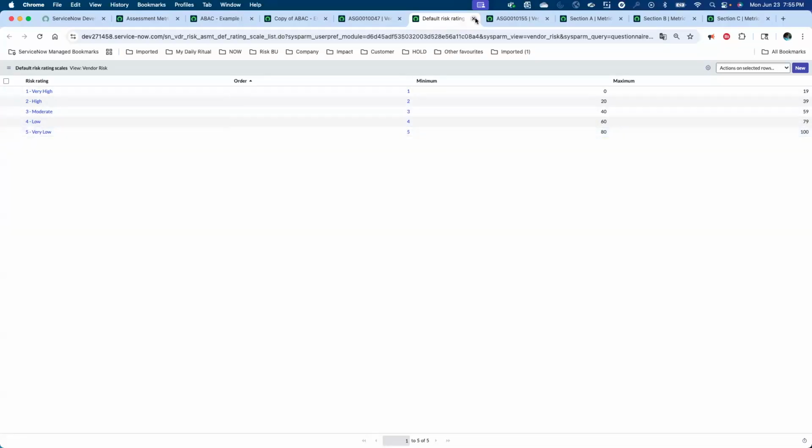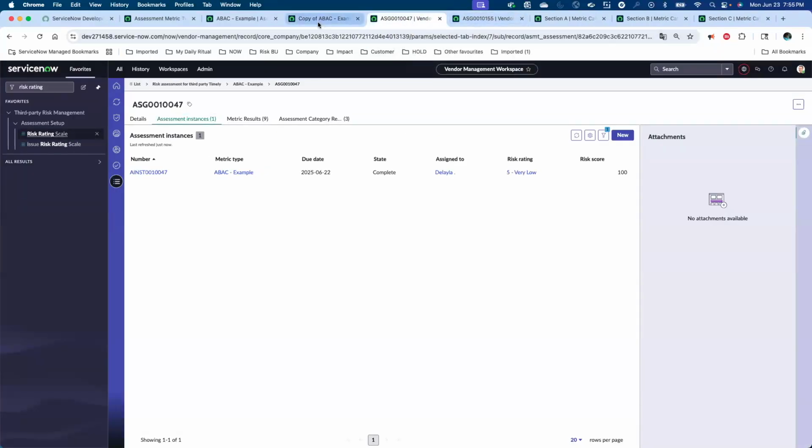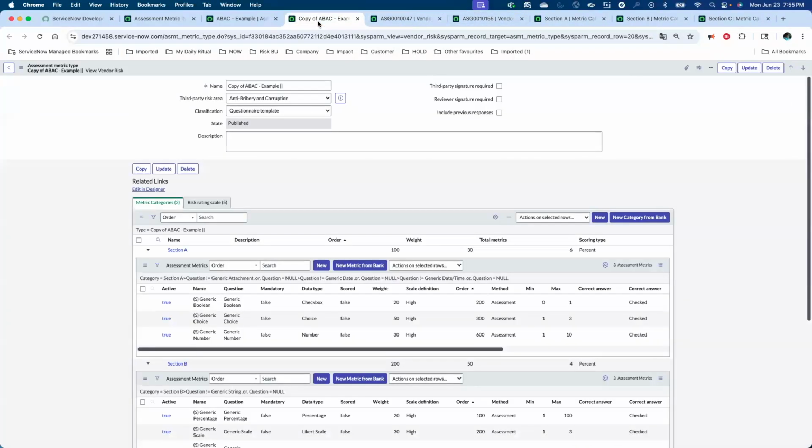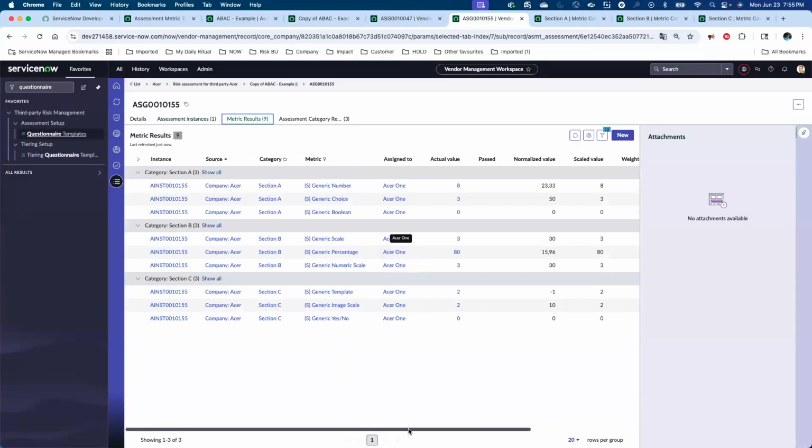That's how the risk rating has been derived. So we'll close this. Now let's look at another example over here. In this case, this is the example we are going to look at. So here is the example. I have responded to this assessment as well.